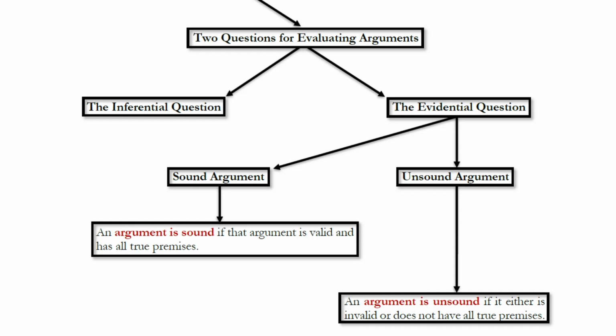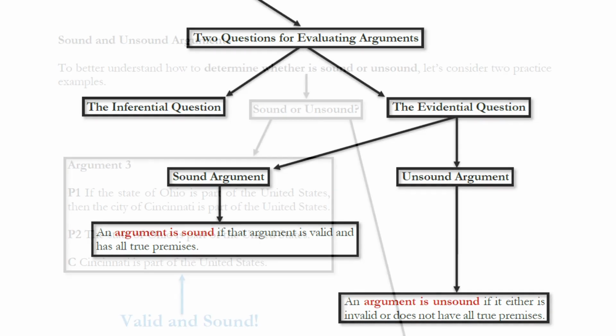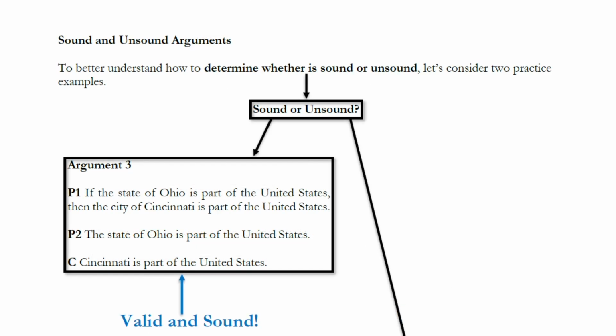So, in philosophy, the goal is to make sound arguments that provide answers to philosophical questions. Let's consider two more example arguments. First, consider argument 3. Premise 1. If the state of Ohio is part of the United States, then the city of Cincinnati is also part of the United States. Premise 2. The state of Ohio is part of the United States. Conclusion. Cincinnati is part of the United States.